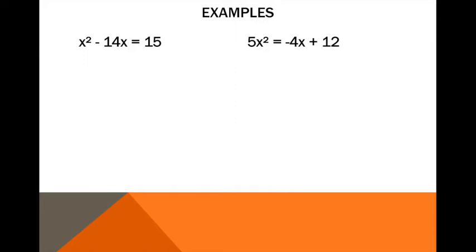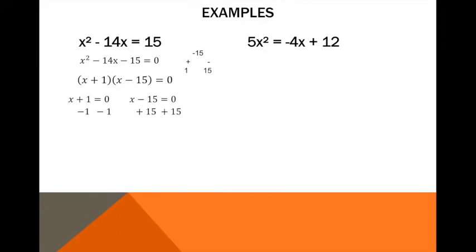Okay, so I need to get this first one in standard form, so I'm going to subtract 15 from both sides. So x squared minus 14x minus 15 equals 0. Now I need to find two numbers that multiply together to equal negative 15, but add together to equal negative 14, so 1 and negative 15. So x plus 1 and x minus 15 equals 0. So set each equal to 0 and solve. So x equals negative 1 and x equals 15.